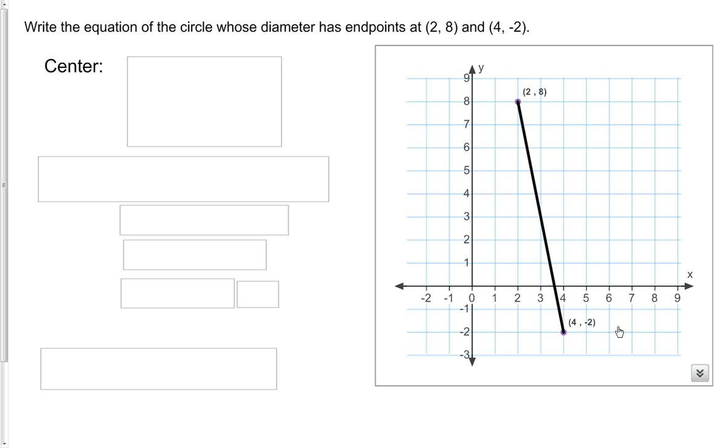Always remember when you're finding the equation of a circle, the radius and the center is what's going to bring home the bacon for you. If you can find those two things, you're in good shape. So let's start out and find the center.